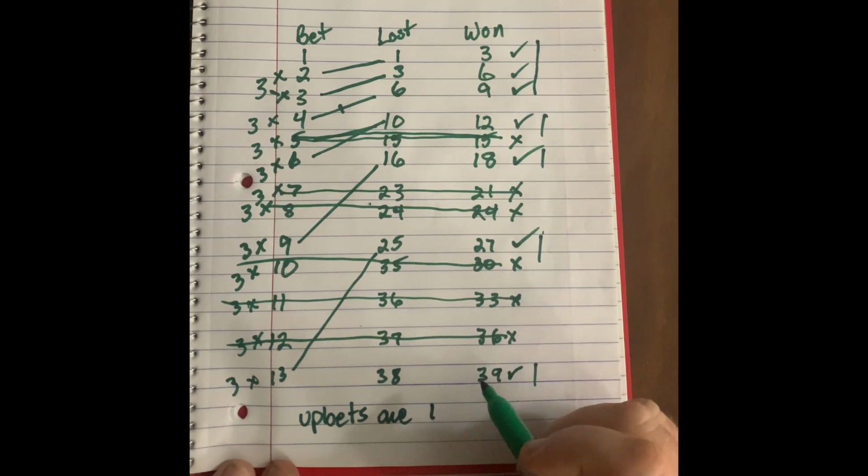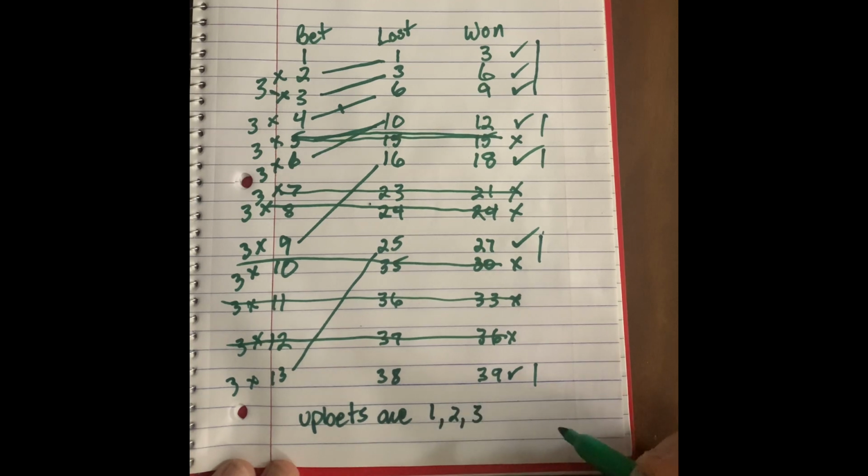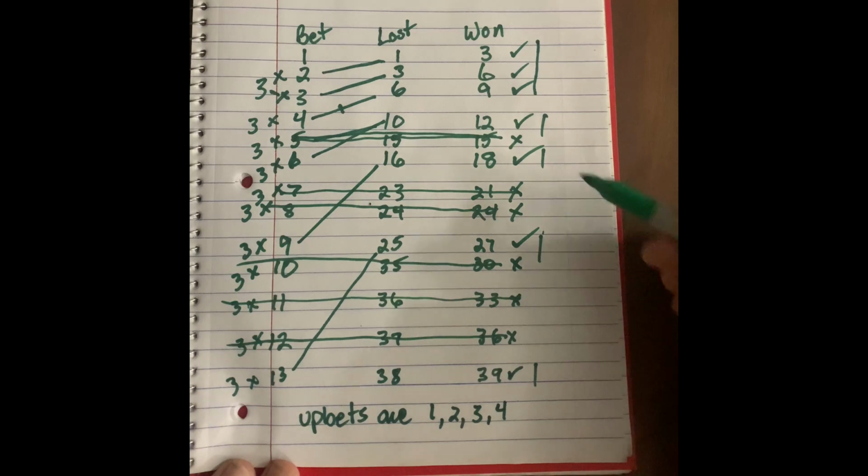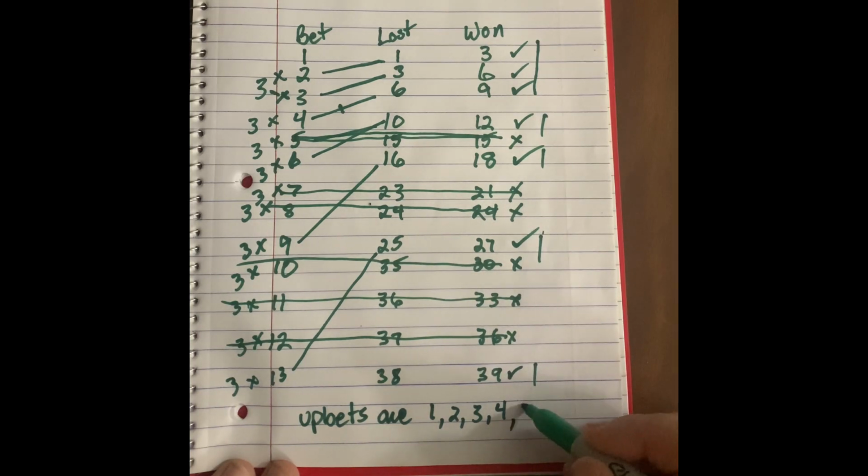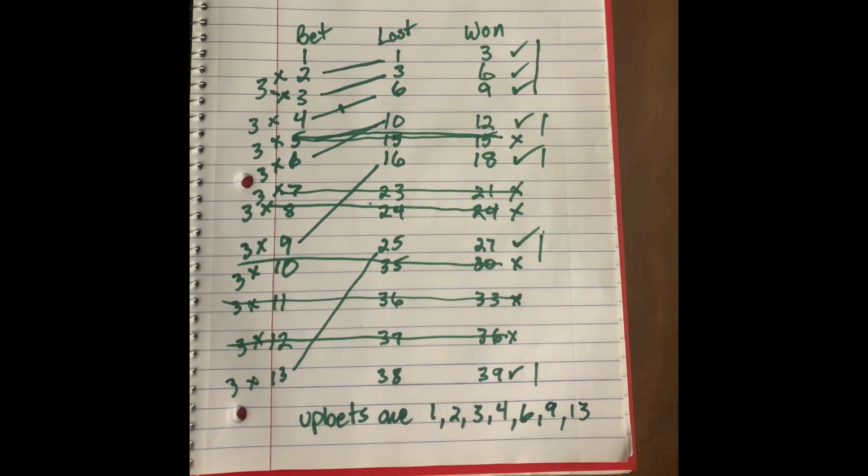are 1, 2, 3. We're looking at the check marks: 4, 6, 9, and 13. And if you wanted to keep going, you would just keep going. Of course, you'll have a lot of cross-throughs before your next number, but that's how it's done.